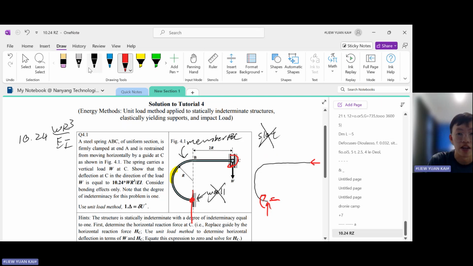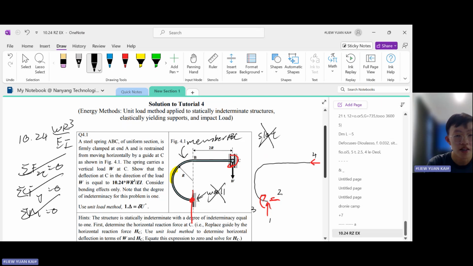So let's count the number of reaction forces we have. 1, 2, 3, 4. So there are four unknown reaction forces, right? Then what about the number of equilibrium equations? Remember, we have 3 equilibrium equations: 1, 2, and 3, whereas we have 4 unknown reaction forces.